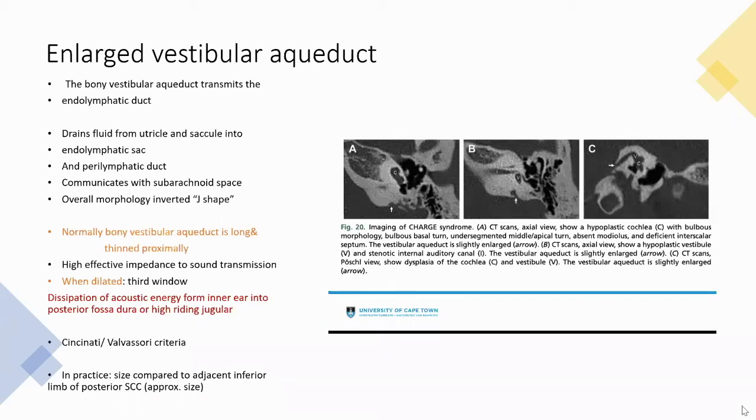There are criteria which you can look at for enlarged vestibular aqueduct, such as the Cincinnati and the Valvassori. But in practice, when you're looking at CT scans, usually you'll have a look at the size of the vestibular aqueduct that's adjacent to the inferior limb of your posterior semicircular canal. So that's the approximate size if you were just looking at a CT scan and you weren't using the criteria. That's sort of how big it should be. If we have a look at the image, you can see that the vestibular aqueduct is slightly enlarged, and you can maybe compare it there to the size of your posterior semicircular canal, and this creates dissipation of acoustic energy.